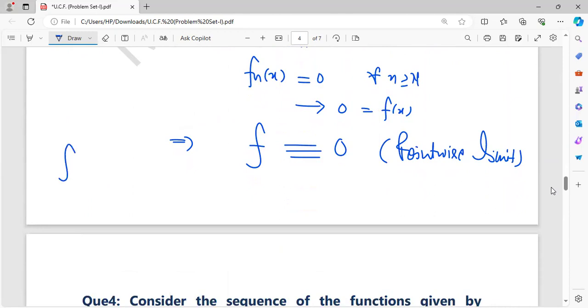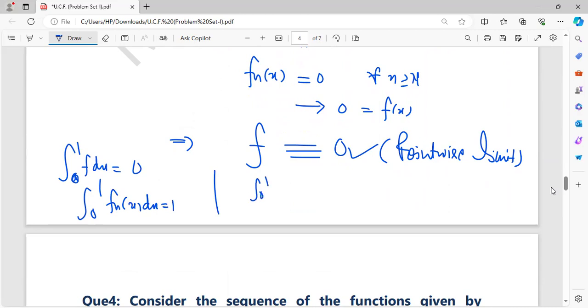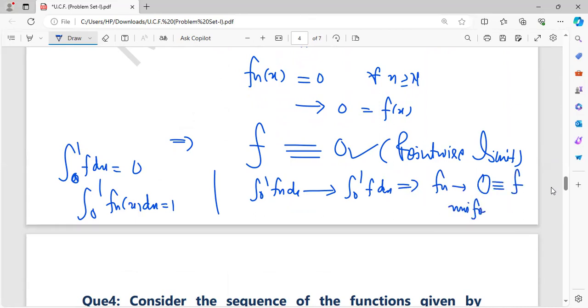So what is the integral from 0 to 1 of f dx? That is 0 because f is 0. And what about the integral of f_n dx? You can check that this is coming 1. So it means the integral of f_n dx does not converge to the integral of f dx because this is 0 and this is 1. So f_n does not converge uniformly to the 0 function.